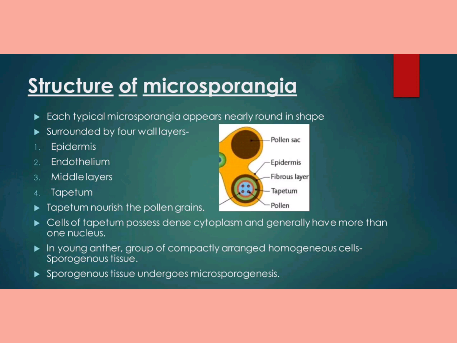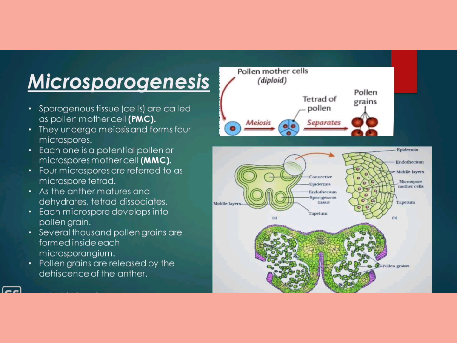Sporogenous tissue undergoes microsporogenesis. Let us have a look at this process. What does it mean? The formation of microspores is known as microsporogenesis. Sporogenous tissue cells are known as pollen mother cells, that is PMC. They undergo meiosis and form 4 microspores. Each one is a potential pollen or a microspore mother cell that will gradually convert into the male gamete. 4 microspores are referred to as microspore tetrad.